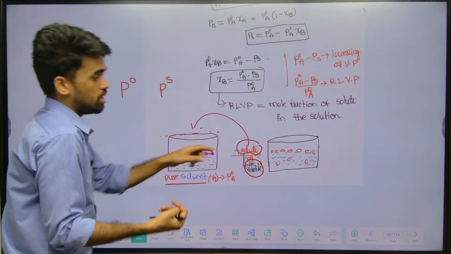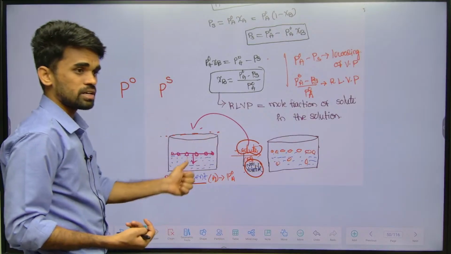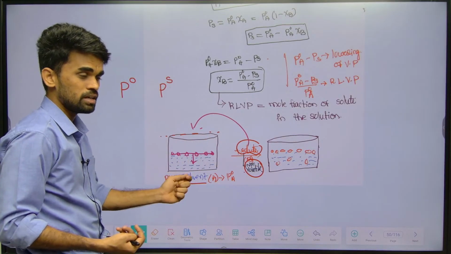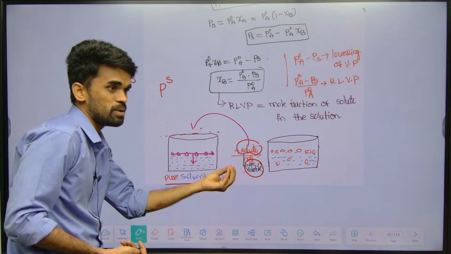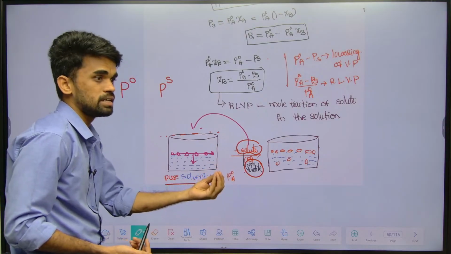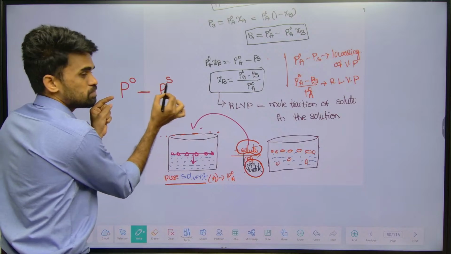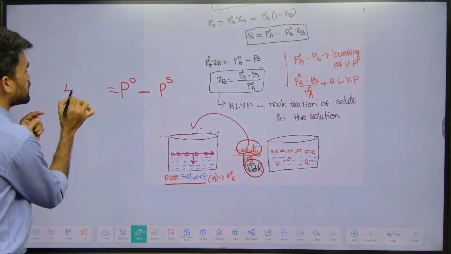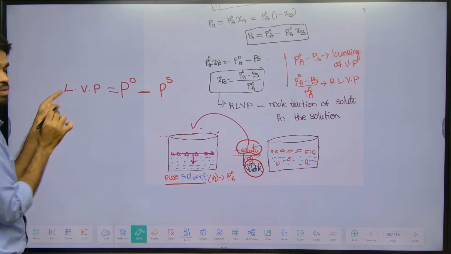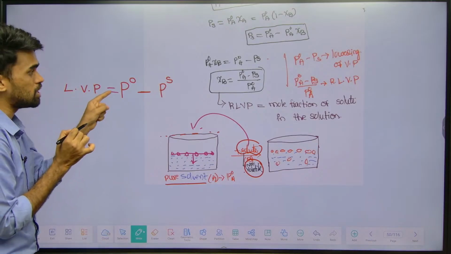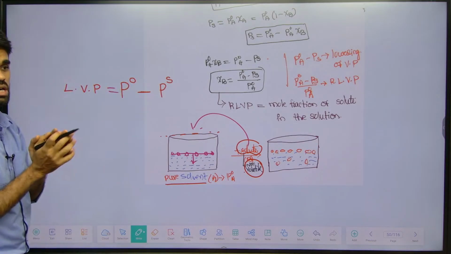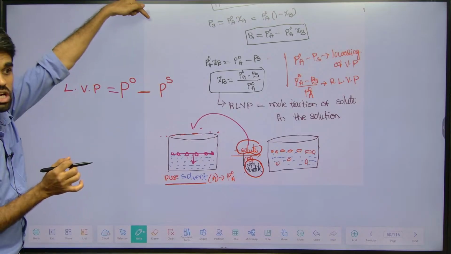So which has more vapor pressure, the solution or the solvent? The solvent. And you have decreased some vapor pressure, right? So how much is it decreased? That is nothing but this minus this. P0 minus PS gives you the lowering of vapor pressure. What does lowering of vapor pressure mean? P0 minus PS. Okay. So now what is the name of our topic?